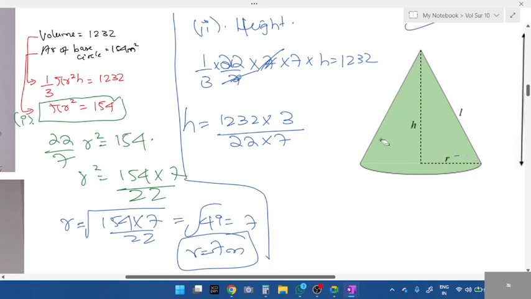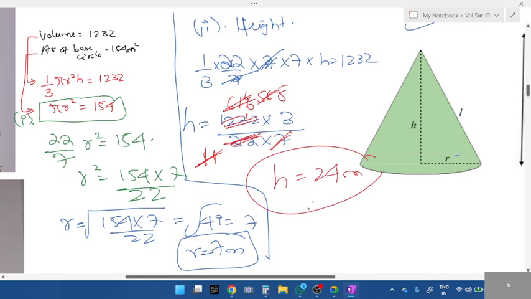Okay, let me cancel it. 2 11s are 22. 2 6s are 12. 2 1s are 2. Then 11 ones are 11. 11 5s are 55. You get 56. 7 ones are 7. 8 threes are 24 meters.